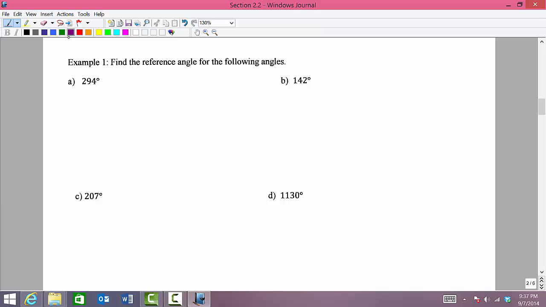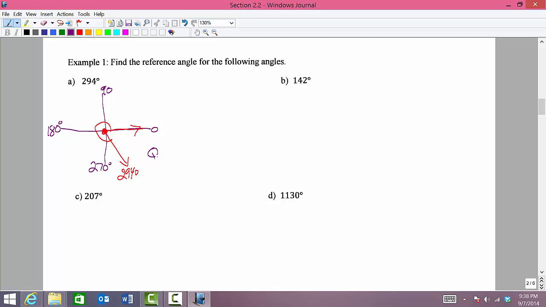Find the reference angle for the following angles. Our first angle is 294 degrees. The first thing we want to do is graph our angle. So 294 degrees, we're going to put that in standard position. Remember that this would be 0 degrees, this would be 90 degrees, this would be 180, 270. So our angle is larger than 270, so we will be over here in quadrant 4. So this is our original angle, 294 degrees.